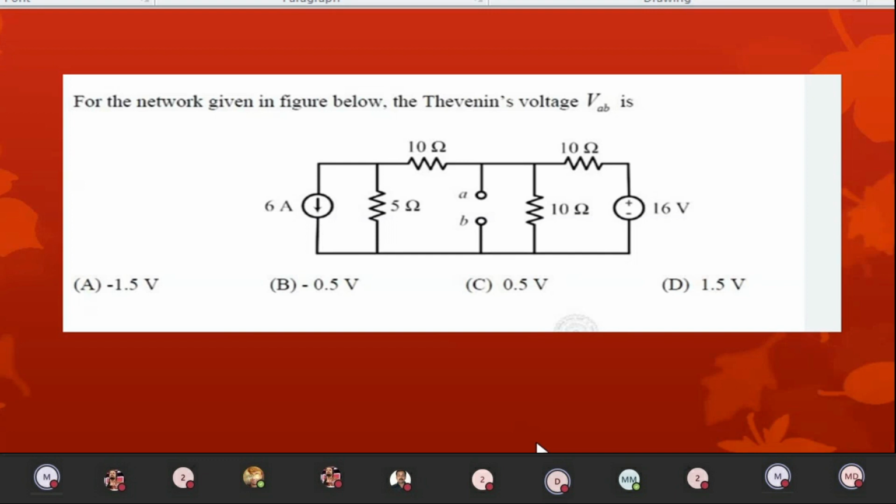So V of AB, right? Now you can understand, just check which method is best, right? You have several methods, okay, mesh, node or source transformation, whatever may be, but try to approach a method which is less time consuming, okay? Now let us proceed with the problem.